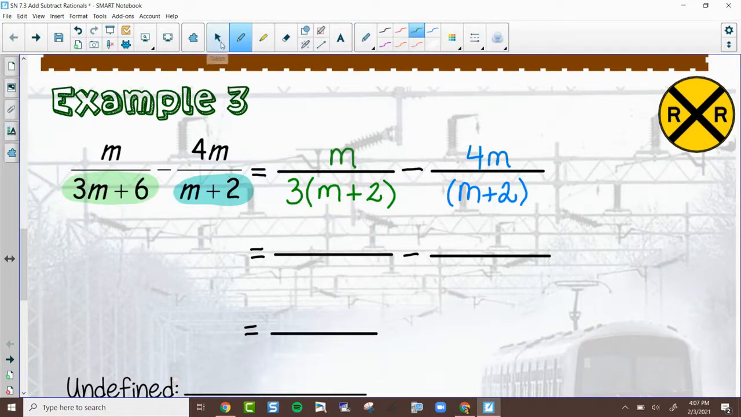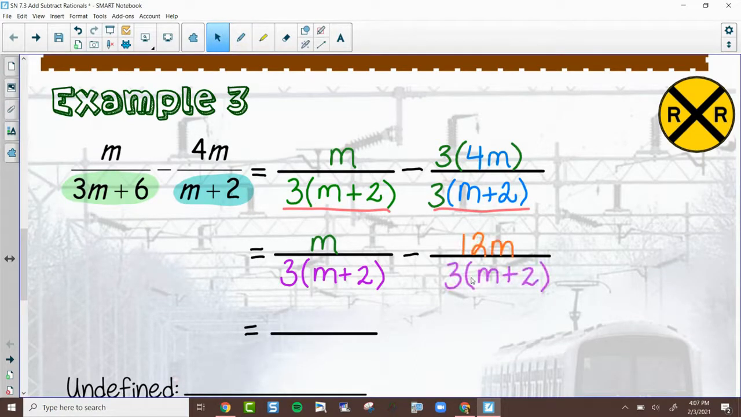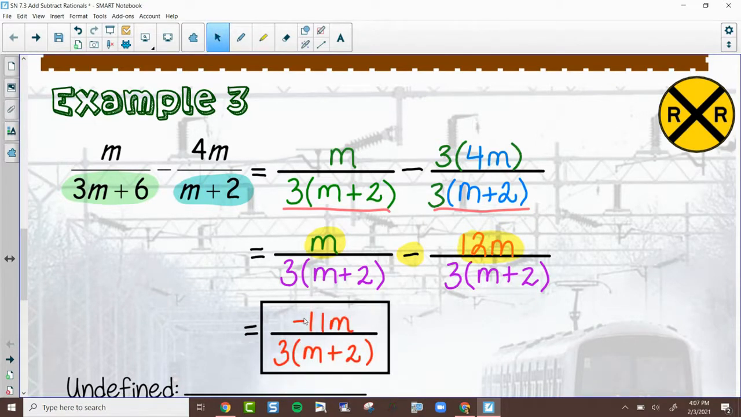So to make sure I have that common denominator, this one's still going to stay the same, but I'm going to give this one a 3. I'm going to multiply the top and the bottom. So now I have common denominators. So the top is now a 12m, and there's my new denominator. Okay, looks good. Now I just need to do a little subtraction. So I'm just going to do m minus 12m and that gives me negative 11m all over the common denominator.